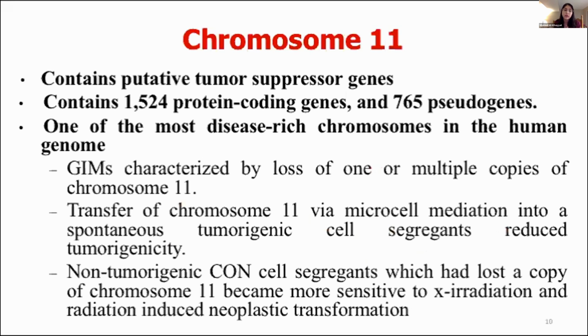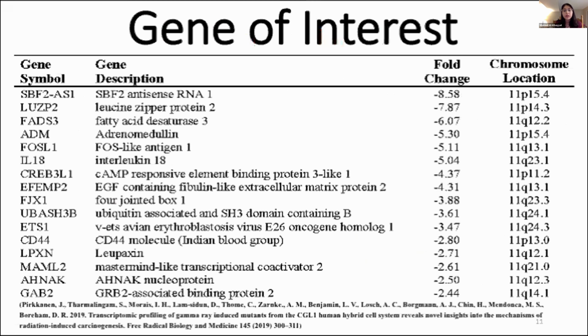And further research with GIMs, they have found that GIMs lack chromosome 11. And then if they insert chromosome 11 into GIMs, that will reduce their tumorigenicity in vivo study. And then they have found that if they remove chromosome 11 from the non-tumorigenic cell line, so that's CON, that will make the cell line more sensitive to radiation and eventually will turn into a cancer cell line. So the table here shows the genes that were downregulated, and they are mostly located on chromosome 11.